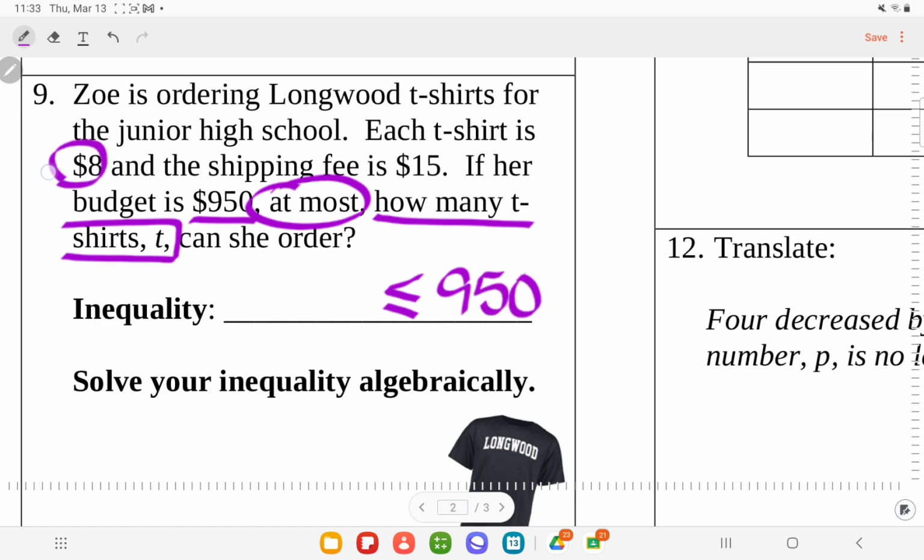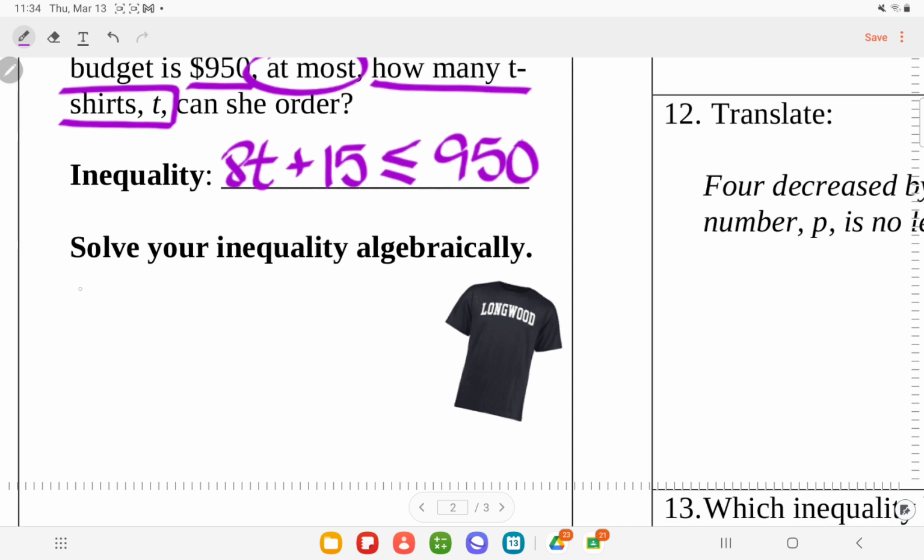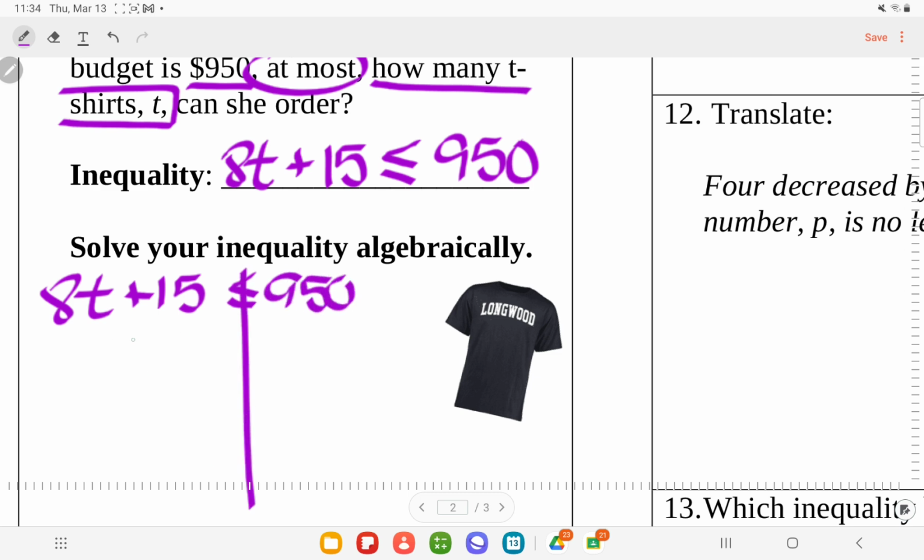And then I have two more numbers. $8 we said was each shirt, and $15 was the shipping fee. So each shirt being $8 means that 8 and T are going together, and you get charged $15 additional, so we add that in. Now we have to solve this inequality. 8T plus 15 less than or equal to $950. We will line through the inequality symbol, minus 15.